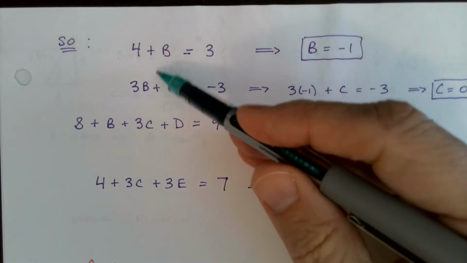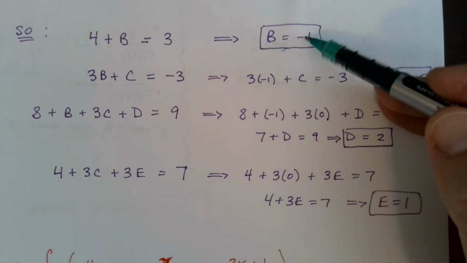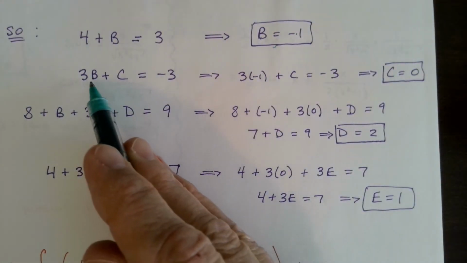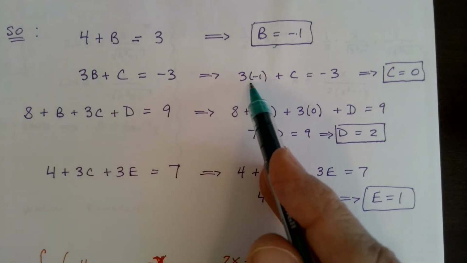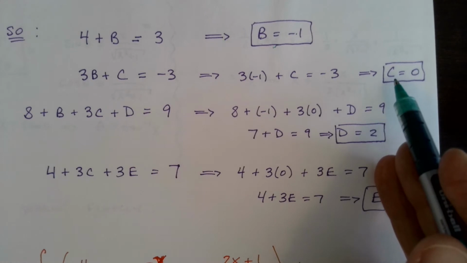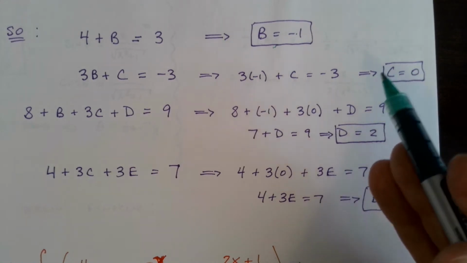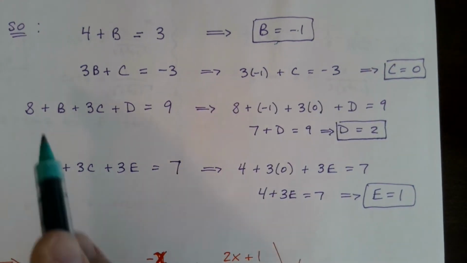Now this one right away tells me what? 4 plus b equals 3 tells me b is negative 1. If b is negative 1, now I can plug it into the second one. 3 times negative 1, get negative 3 plus c is negative 3. I get c must be 0. And notice that's possible. As I said, some of these can be 0, and that's the case. That's good.